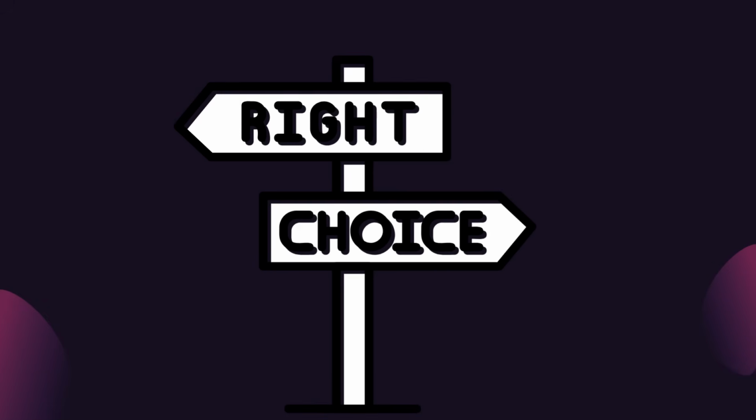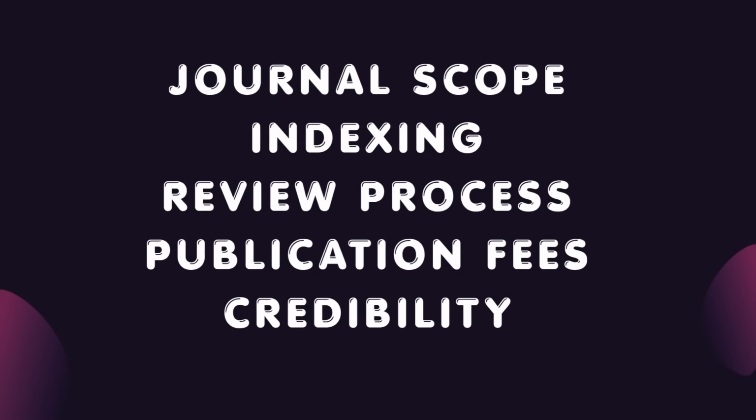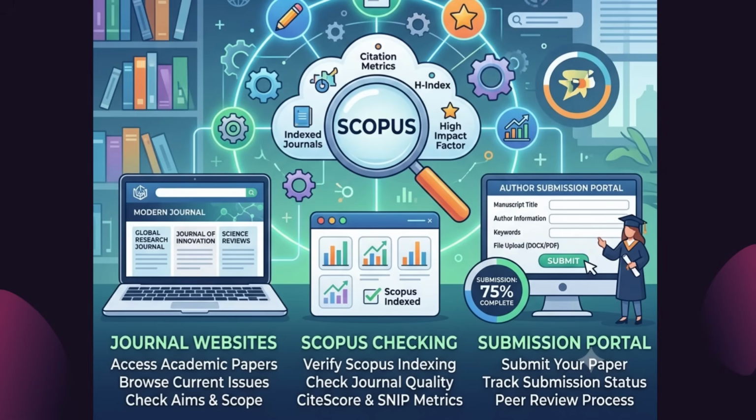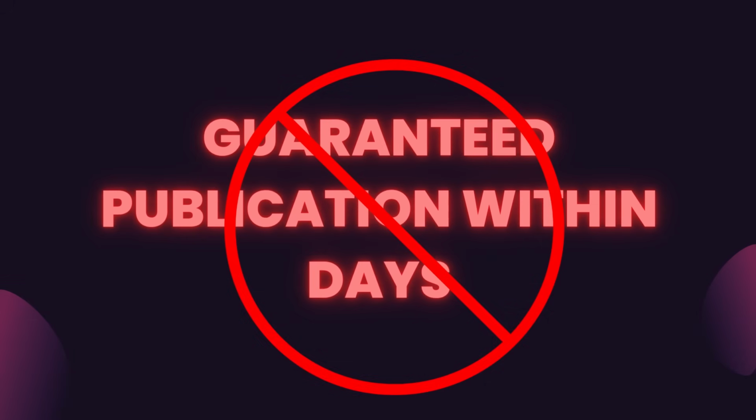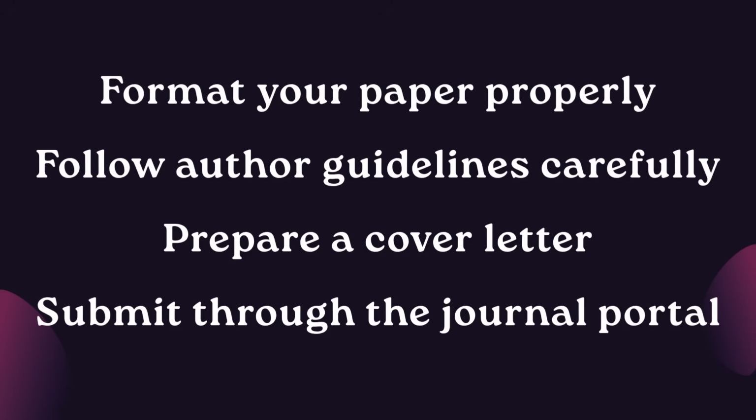Choosing the right journal is one of the most important decisions in publication. Before submitting, check journal scope, indexing, review process, publication fees, and credibility. Prefer journals indexed in Scopus, Web of Science. Avoid journals promising guaranteed publication within days. After selecting the journal, format your paper properly, follow author guidelines carefully, prepare a cover letter, and submit through the journal portal. Then your paper enters peer review.